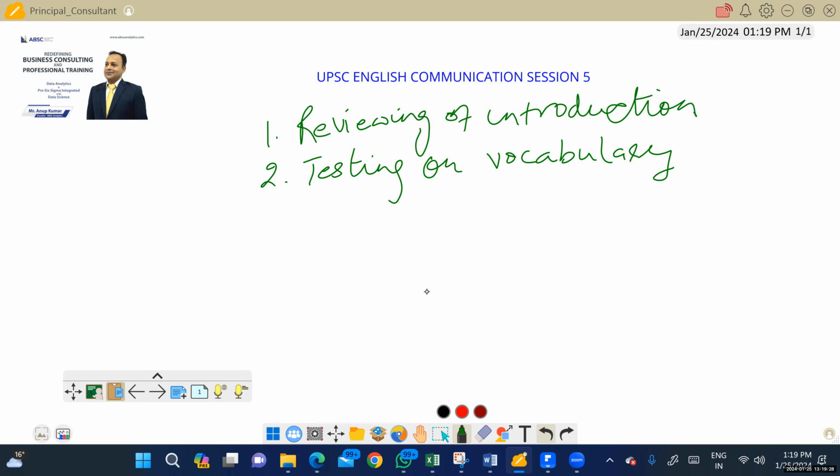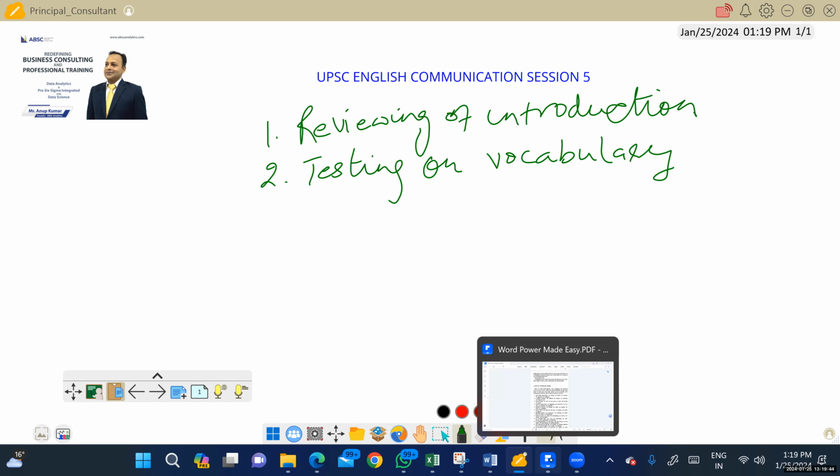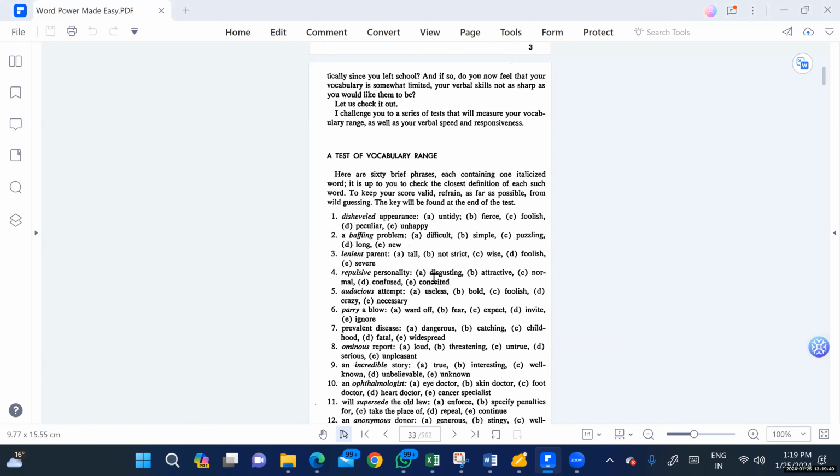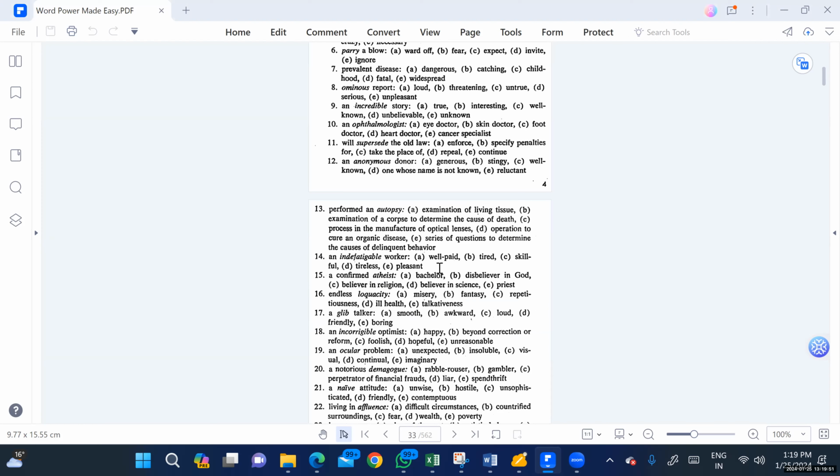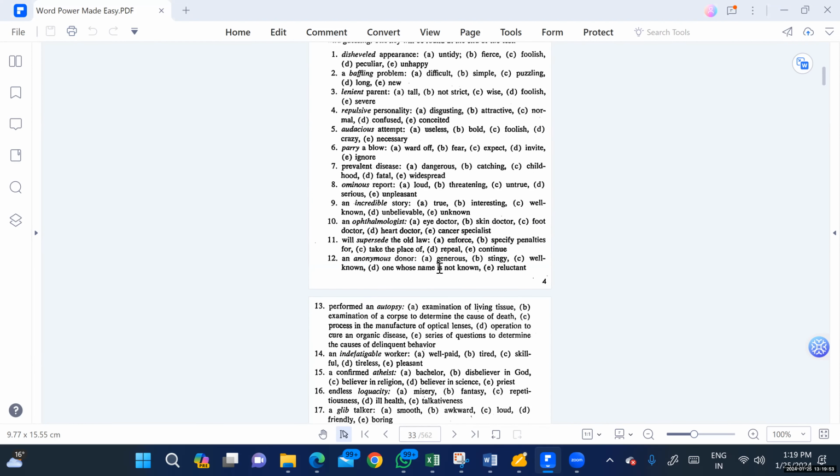Just see the word and write the answer A, B, C, D, E, whatever you feel is the right option. This is the way we will be answering in the examinations also. So I want to follow the same pattern. And then we'll review all the answers. We will not cover all 25. We will cover maybe 15 or something.